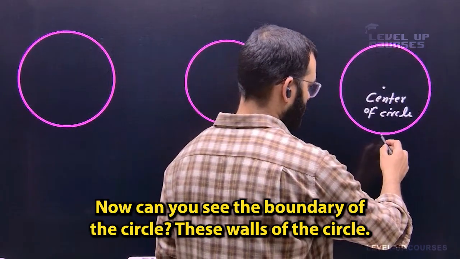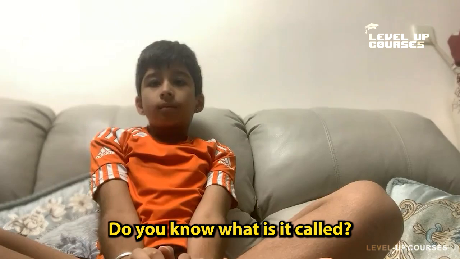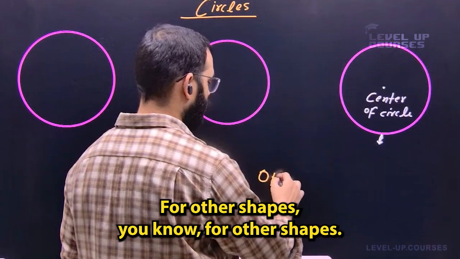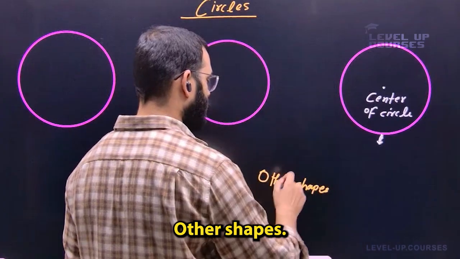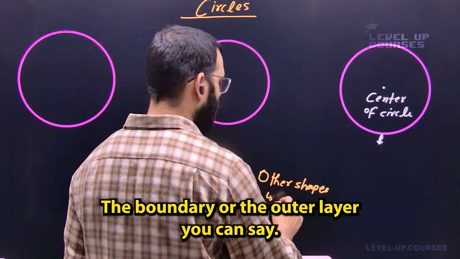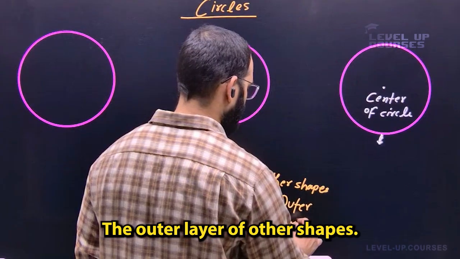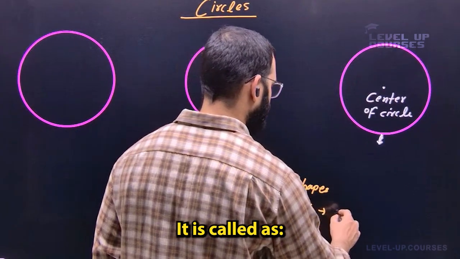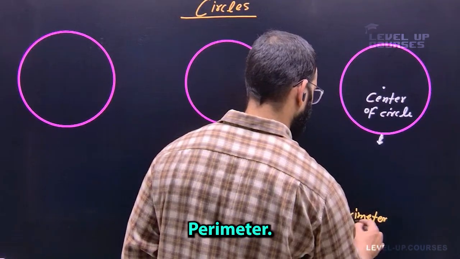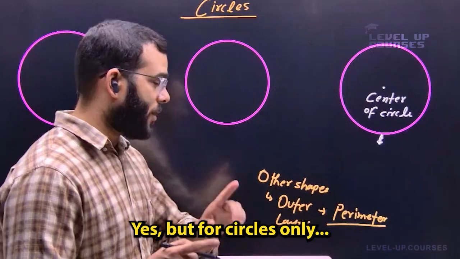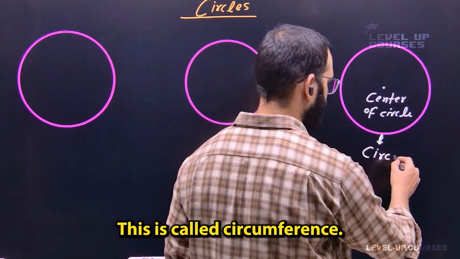Now, can you see the boundary of the circle? These walls of the circle. Do you know what it is called? For other shapes, we are not talking about the circle, the boundary or the outer layer of other shapes is called perimeter. What is it called? Perimeter. Yes. But for circles only, this is called circumference.